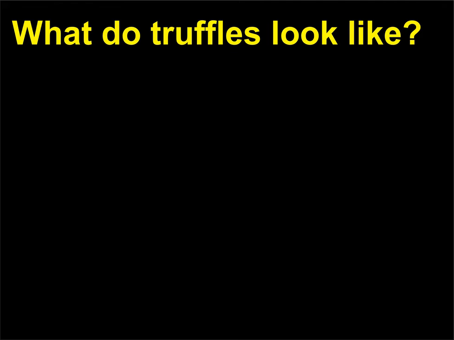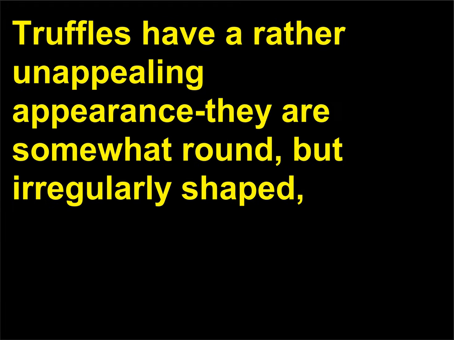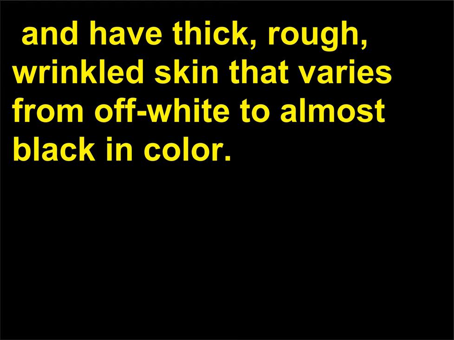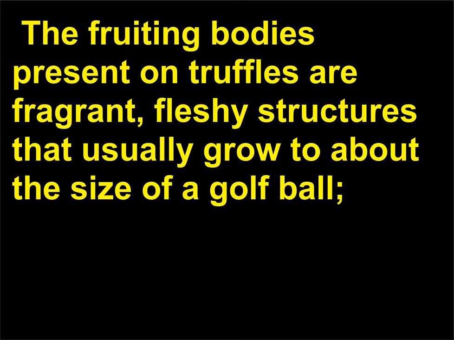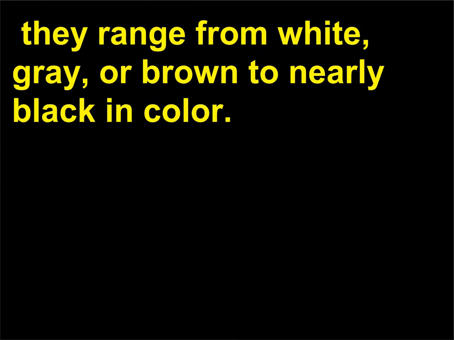What do truffles look like? Truffles have a rather unappealing appearance. They are somewhat round, but irregularly shaped, and have thick, rough, wrinkled skin that varies from off-white to almost black in color. The fruiting bodies present on truffles are fragrant, fleshy structures that usually grow to about the size of a golf ball. They range from white, gray, or brown to nearly black in color.